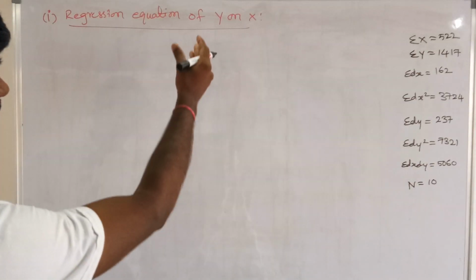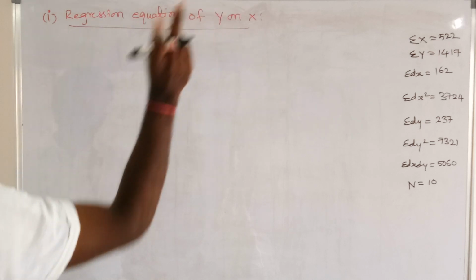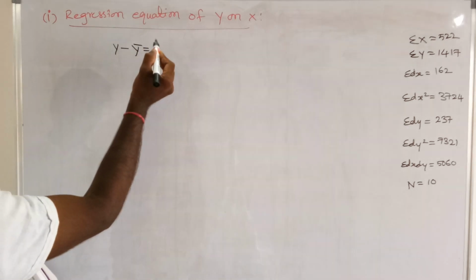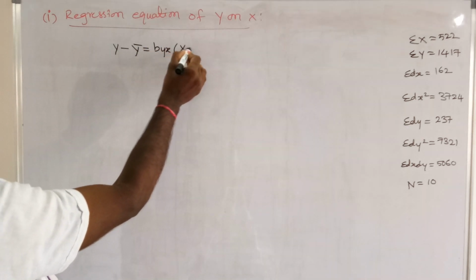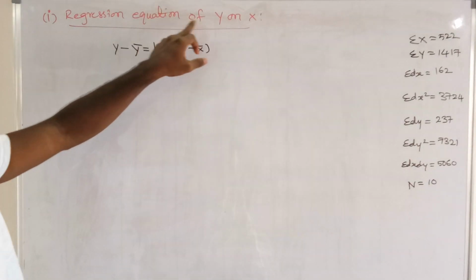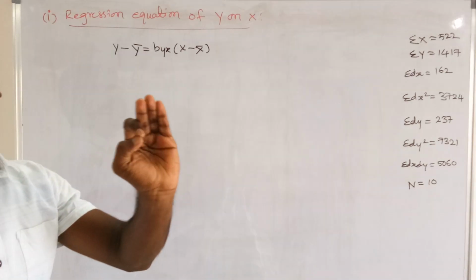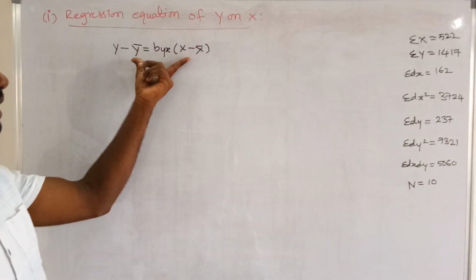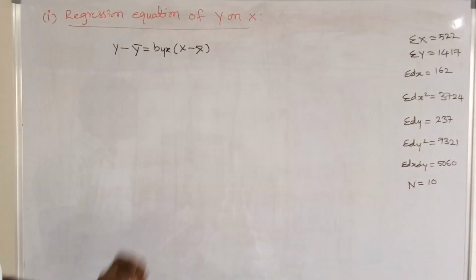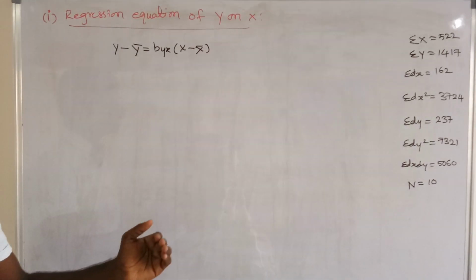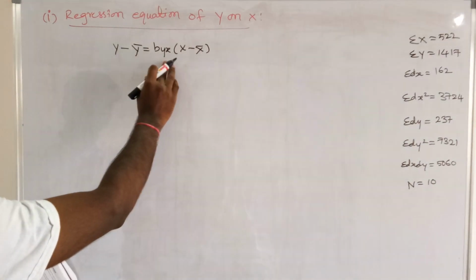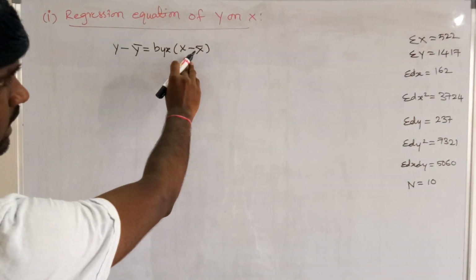We know the formula for calculating the equation of y on x. The formula is y minus y bar is equal to byx into x minus x bar. Because we are calculating this equation in the assumed mean method, that is why we are using this formula. You must notice, before solving the question, whether it is from actual mean, assumed mean, or normal equation.